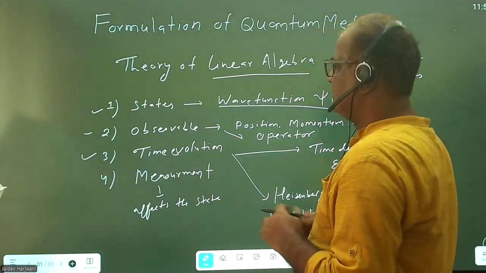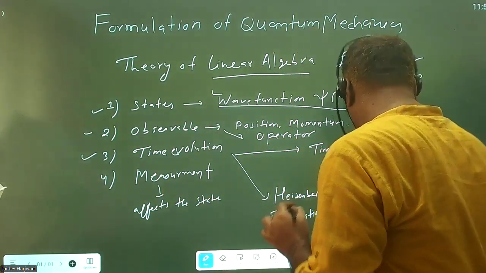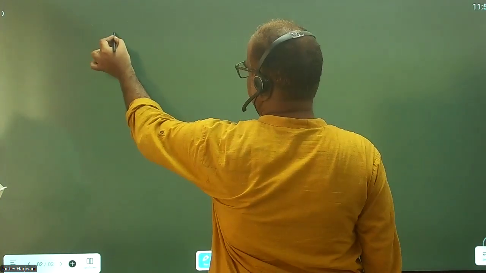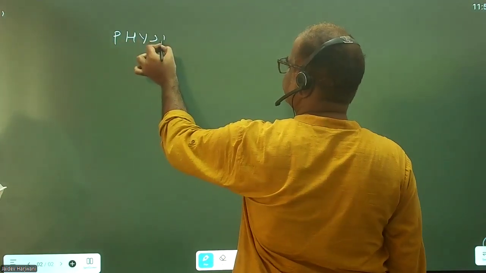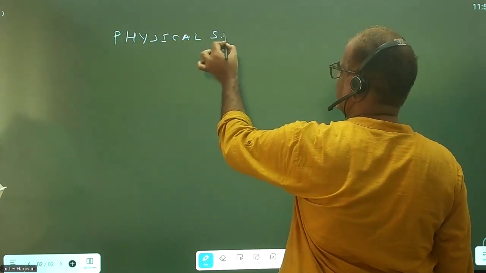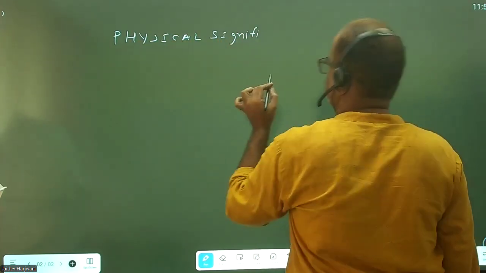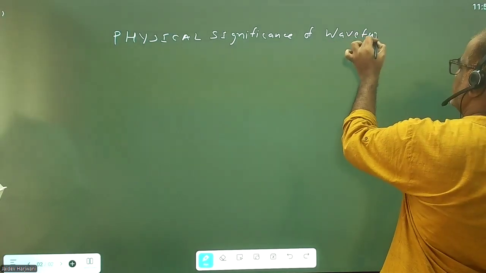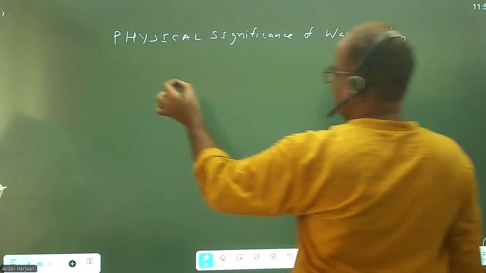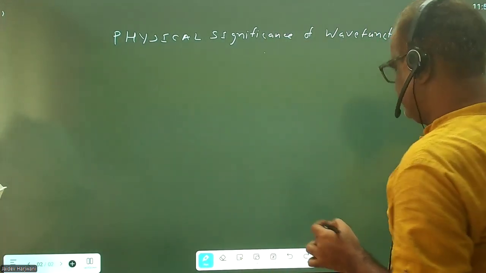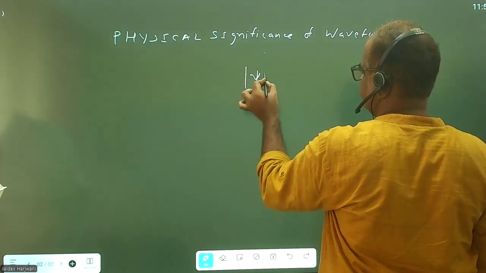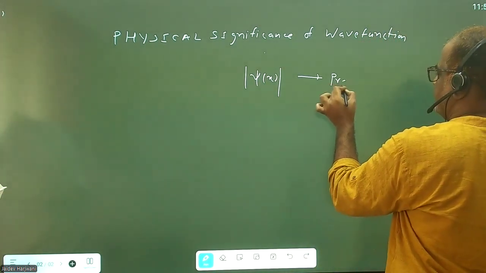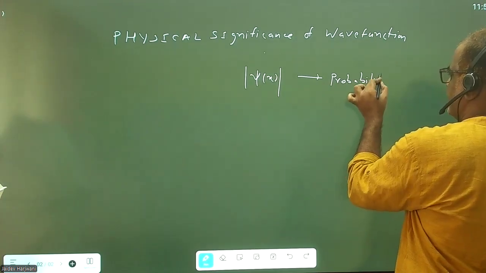Now, first, let us take the wave function. I will discuss more detail about the wave function. What is the wave function? So, physical significance of the wave function. Now, if I take mod of psi x, this is called the probability amplitude.